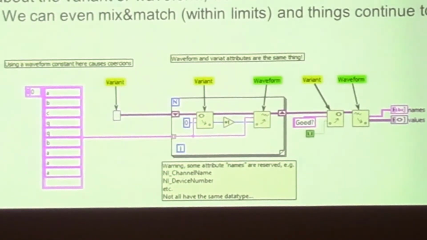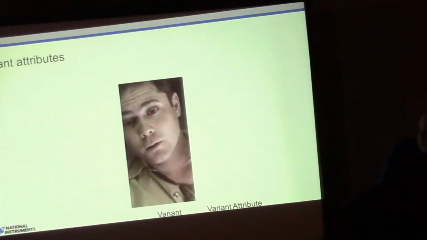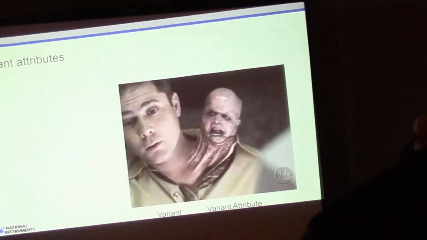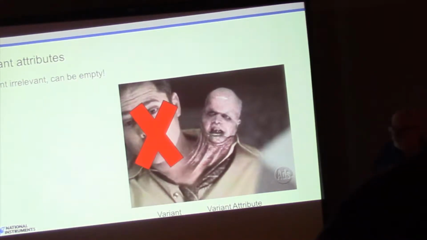So basically we have a variant, and it has an attribute, right? The variant attribute. And in most examples, we don't even care about the variant or the waveform if you use waveform attribute. So it can be an empty variant. So why do we need that? We don't.